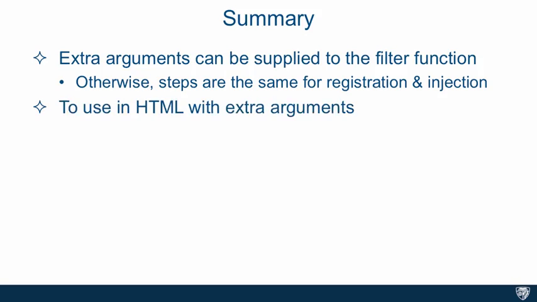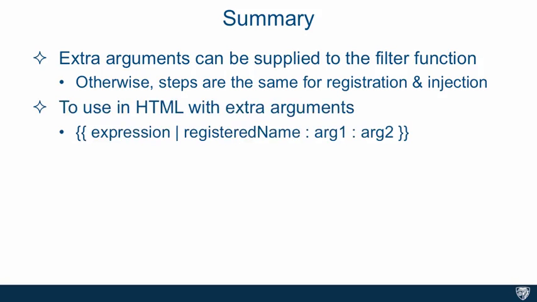To use a custom filter with extra arguments inside of your HTML, all you have to do is follow an expression by a pipe with the registered name of the factory function, followed by a colon and an argument, colon and an argument, and so on.